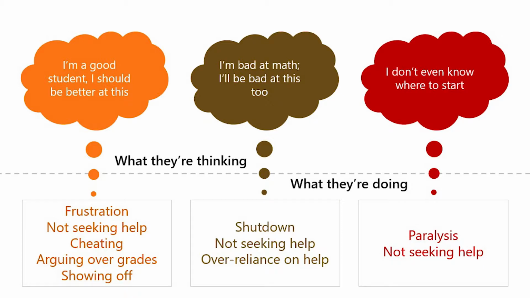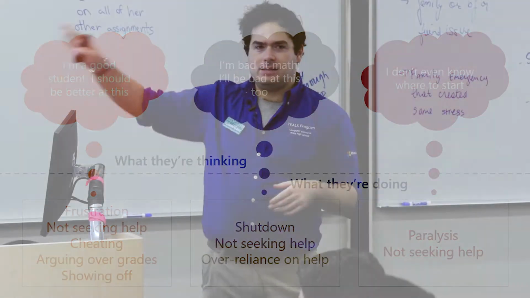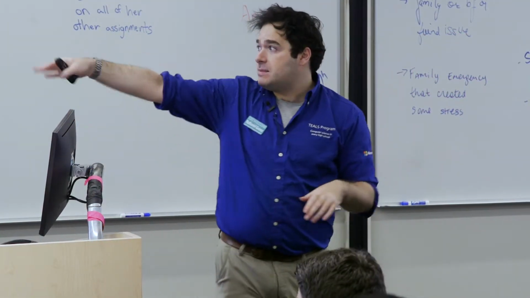This is me, the first one's me. I'm a good student, I should be better at this. I was frustrated, I didn't ask for help, I didn't cheat. I don't think I cheated, maybe I did. I really don't remember. But I was definitely arguing over my grades. I wasn't showing off because I didn't know the right answers, that wasn't me. But some of these symptoms absolutely were me.